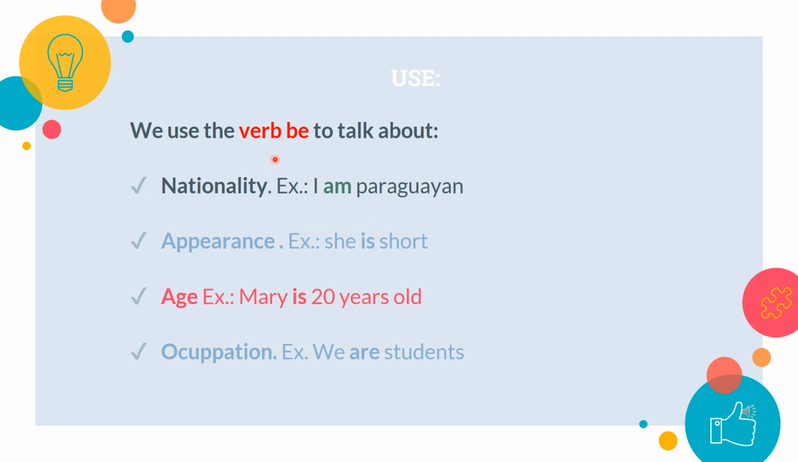We also use the verb be to talk about age. For example, Mary is 20 years old, or I am 30 years old. We use the verb be to talk about occupation, jobs, profession, etc. For example, we are students. I am a doctor. I am a student. She is a doctor. She is a professor.